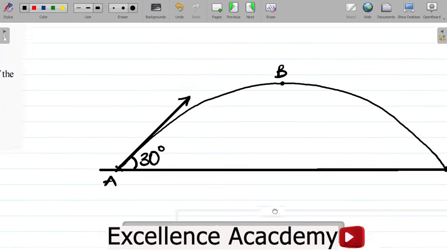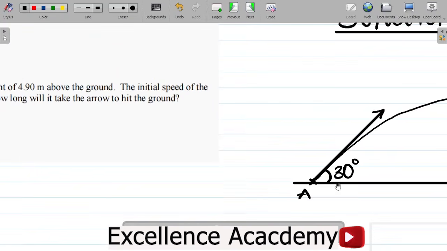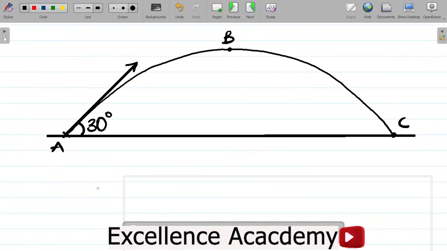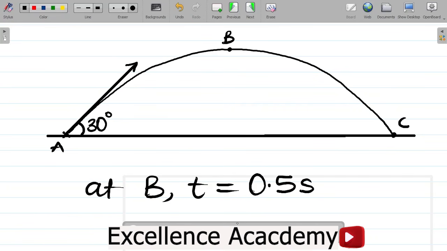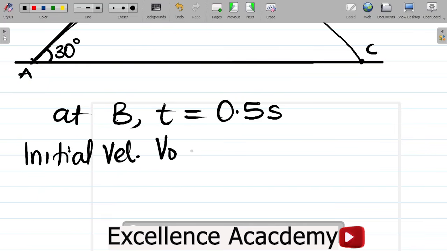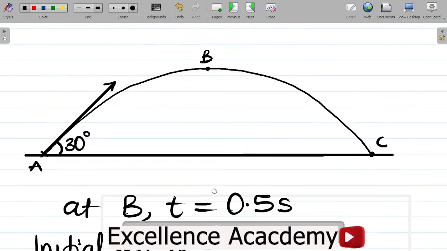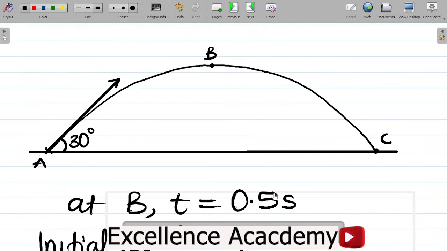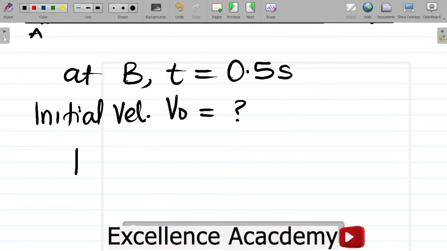They said it takes about 0.50 seconds. So at B, which is the top of the trajectory, the time t is equal to 0.5 seconds. You're asked to find the initial velocity. So V naught, the initial velocity, is equal to unknown. Now, how do we solve this? Looking at the question, it's obvious that this is a question on projectile motion.